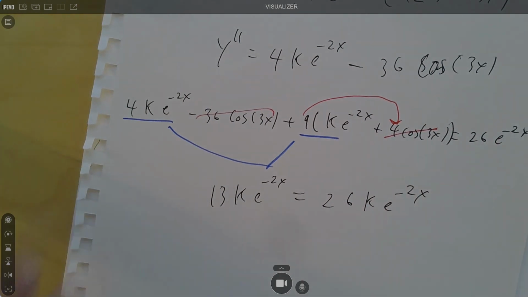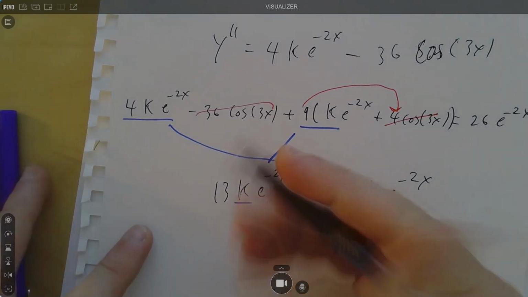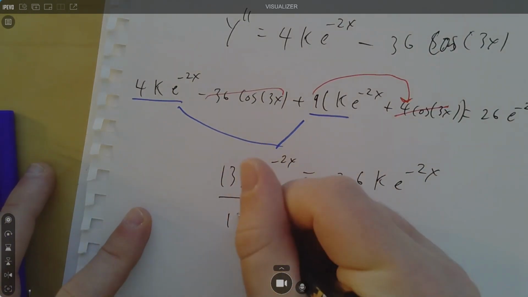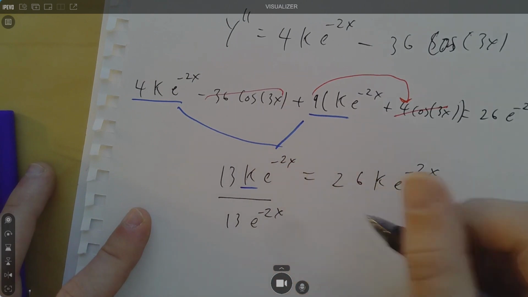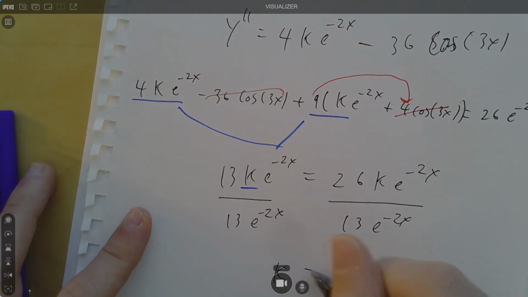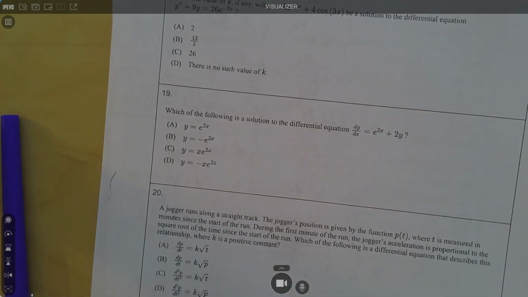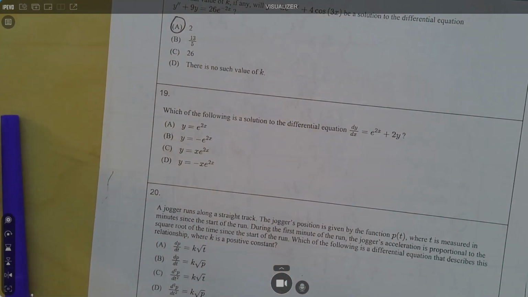Goal is to get that k alone, right? So we're just going to divide both sides by 13 e to the negative 2x, and we're going to get k equals 2. Okay? K is 2, after all that.